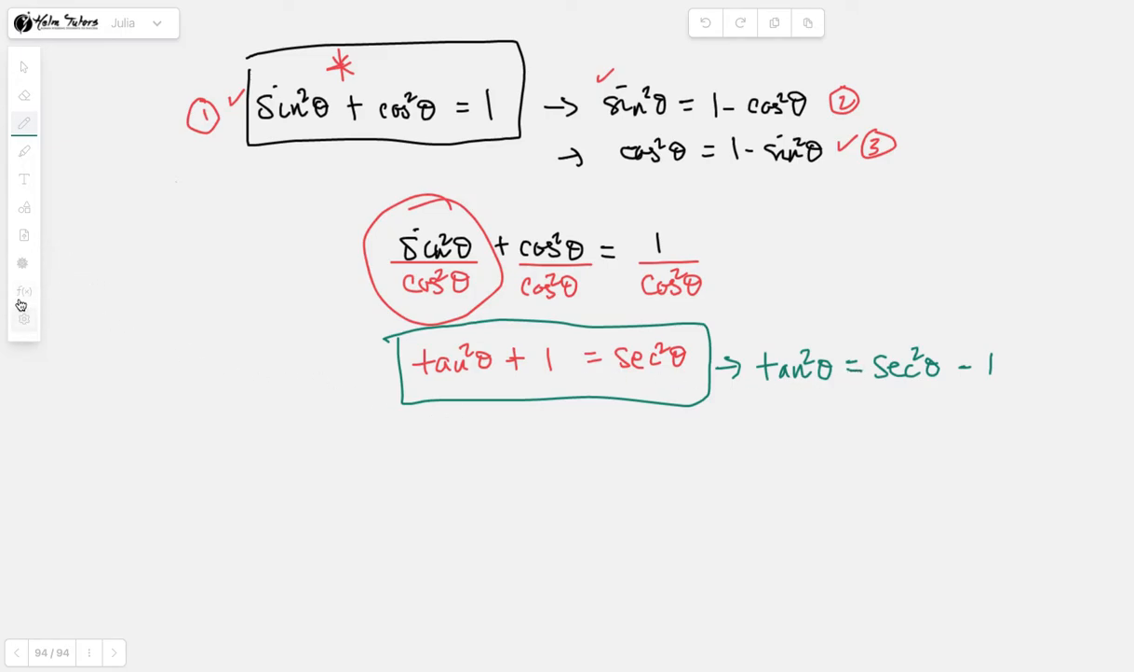Now I want you to get me to the one about cosecant and cotangent, but I'll get you started. Again, you start with sine squared theta plus cosine squared theta is equal to 1. This time I want the one about cotangent and cosecant. Kind of similarly to what we did with the middle one, what should I do to get there?